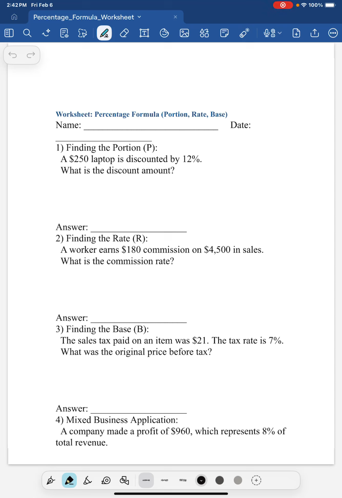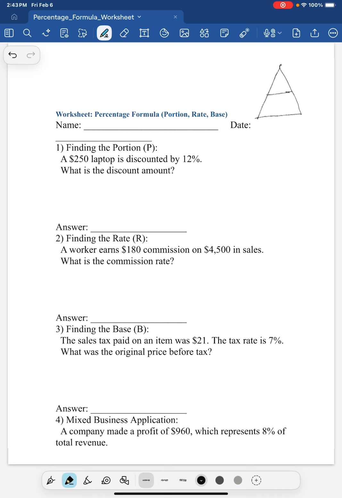Okay, everybody, in this lesson, we're going to look at the magic percentage triangle. We're going to talk about finding portion, rate, and base with the percentage formula. Let's make our triangle up here. The triangle is a good helper to help you remember what you need to be doing.